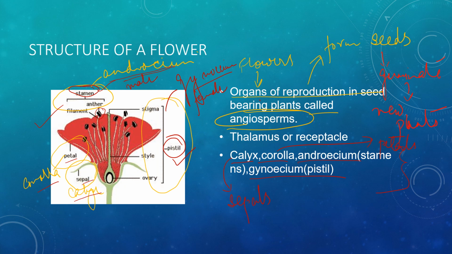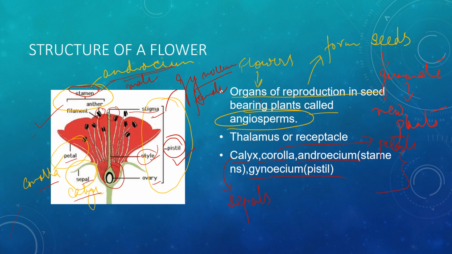And the pistil consists of the stigma, style and ovary. So this one is the ovary, this long stem is the style, and this top part is the stigma. So stigma, style and ovary are the three main parts of the pistil, whereas the stamen has two parts, that is anther and filament. So this is the diagram of the structure of a typical flower. Learn it with proper labeling and with each and every part as it is labeled here. So learn it properly.